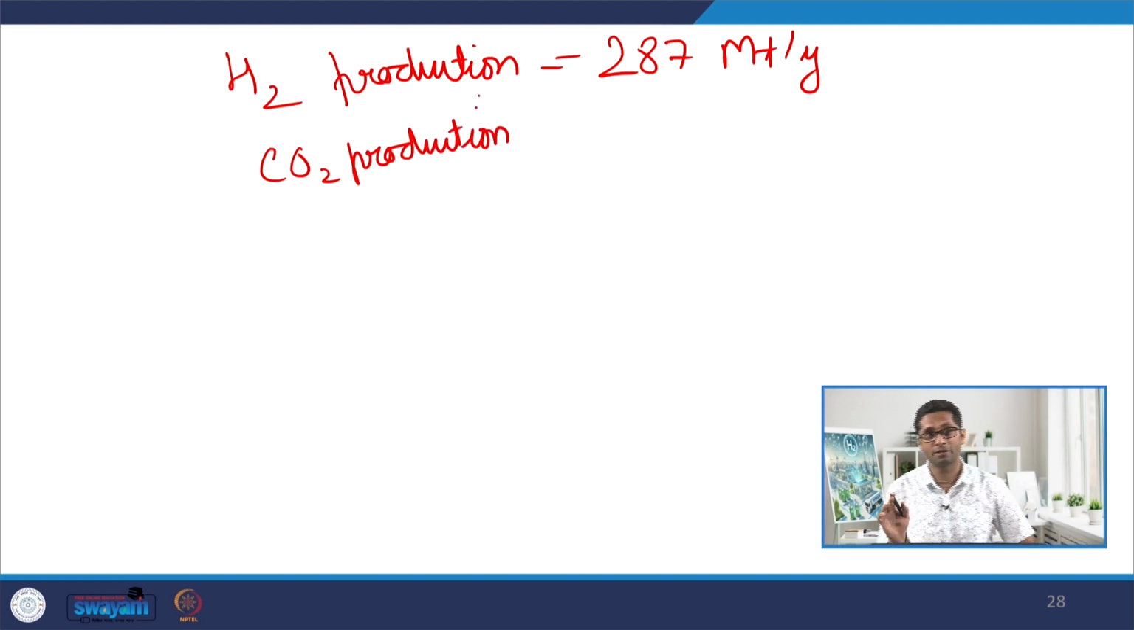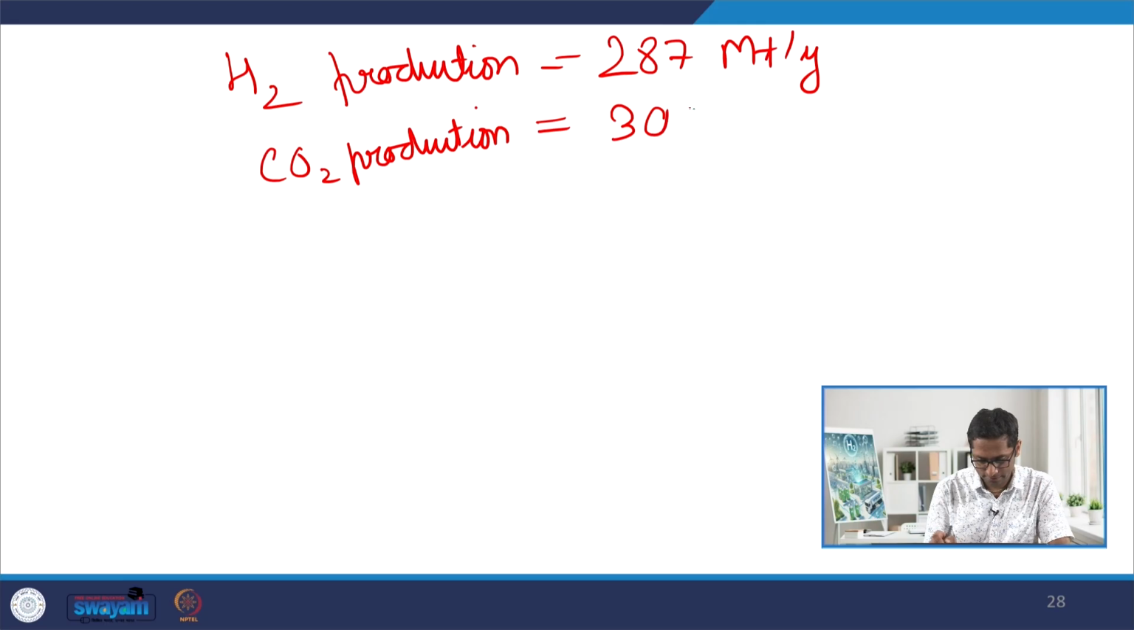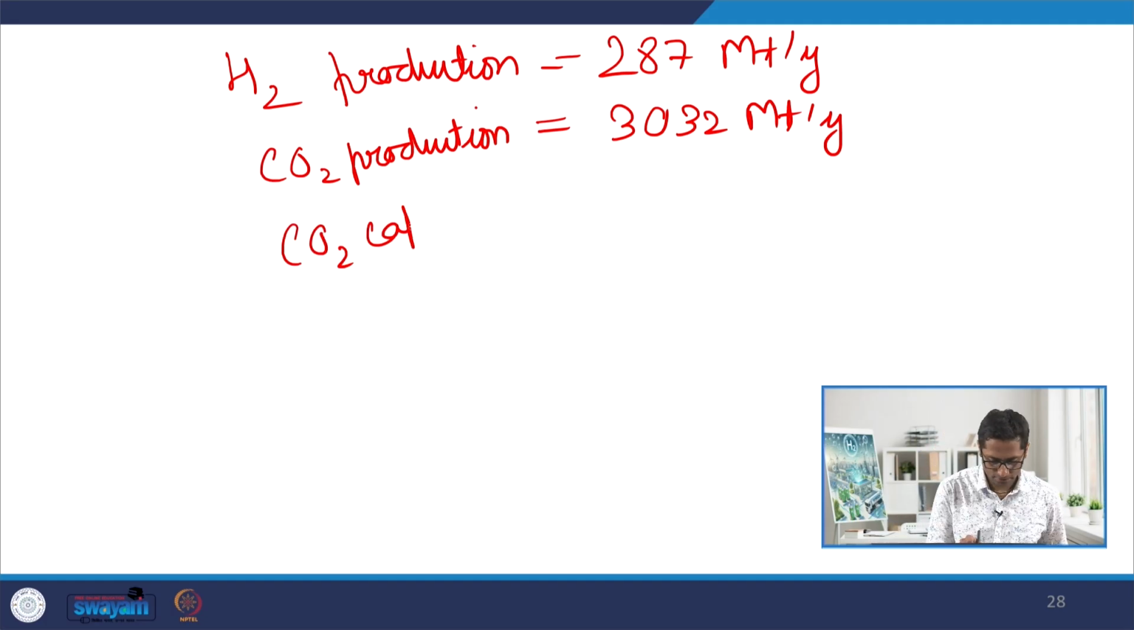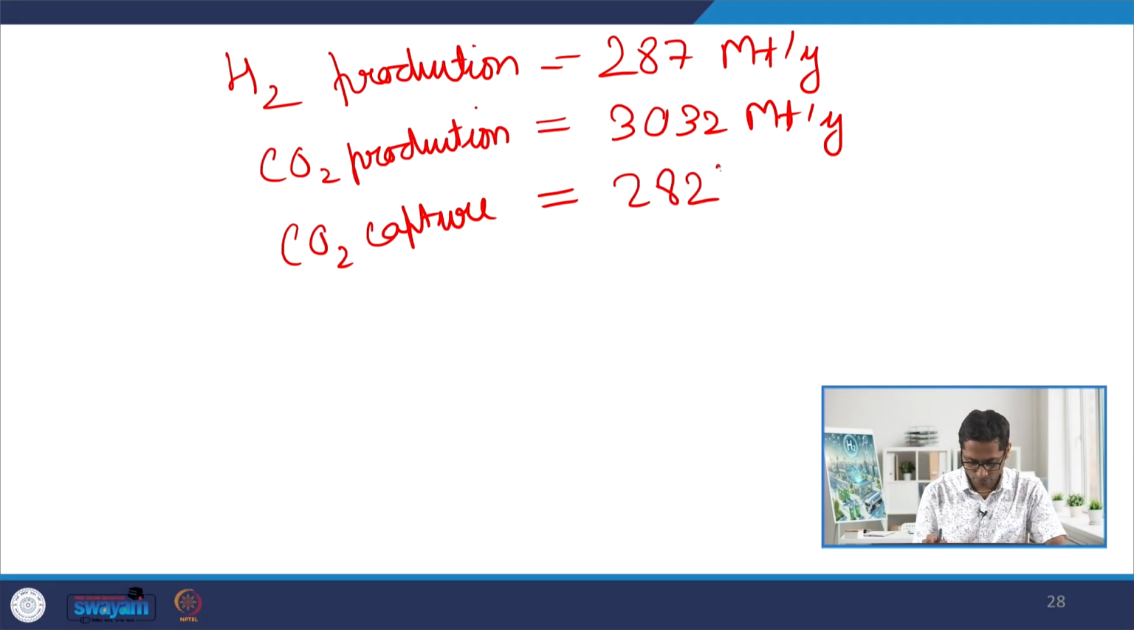I am just taking one of the average values coming from one source. If you are referring to some other source, this CO2 value could be different as well, and this would be of the order of 3032 million tons a year. And if I am capturing 80% of the CO2, and this CO2 is converted with the help of the supercritical density, this would be of the order of 2821 million meter cube per year. So, this is the amount of CO2 that I would have to capture per year, roughly 2821 million meter cube of CO2.